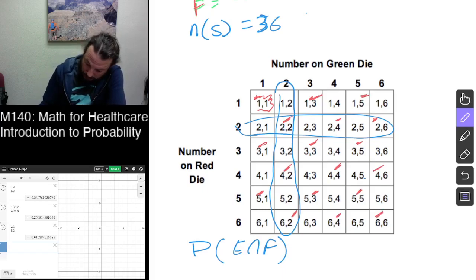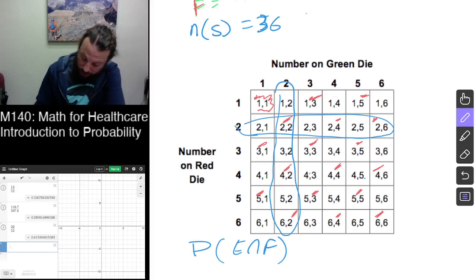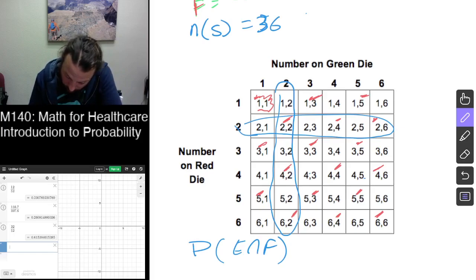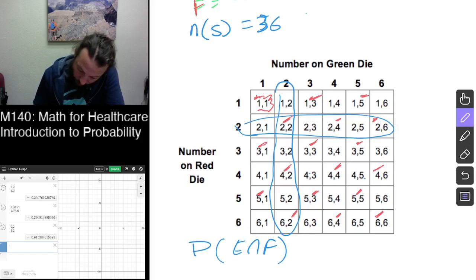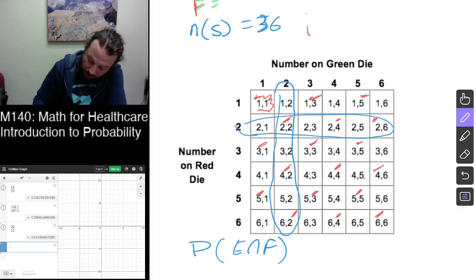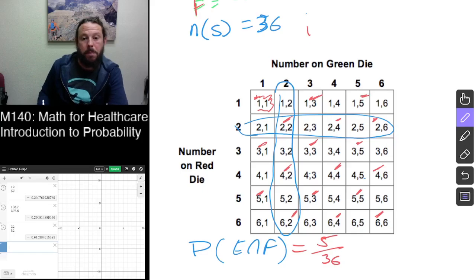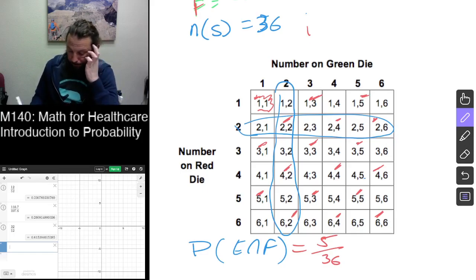And now we want the intersection, right? So we only want those red slashes that are inside the blue. So that looks like we've got 1, 2, 3, 4, 5. Okay. So the probability is 5 out of 36.